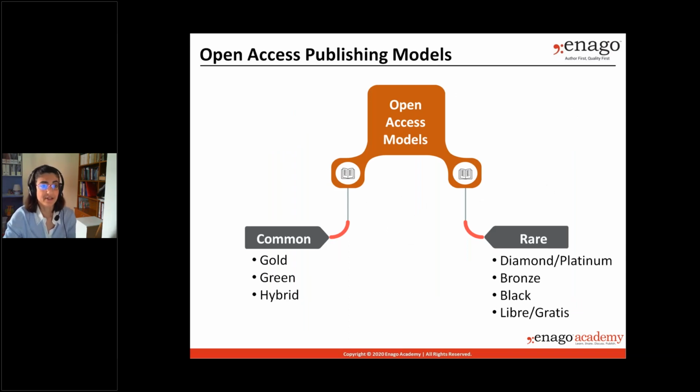Now, the different open access models that are available are listed here, and it's useful to keep them in mind because a variety does exist in the different publishing models when it comes to open access. So the most common ones are gold, green, and hybrid. The more rare ones are diamond, platinum, bronze, black, and libre gratis.